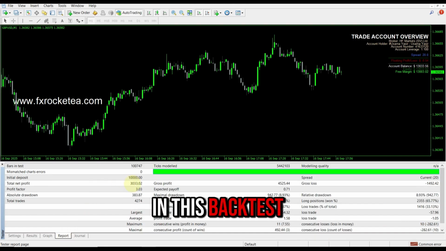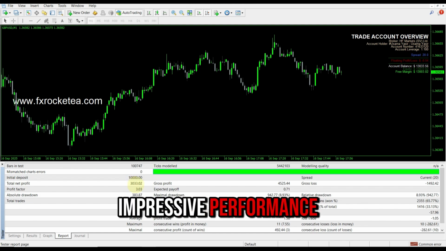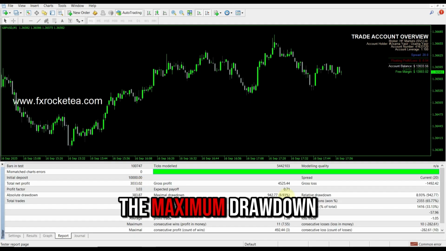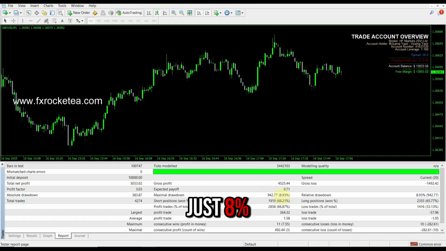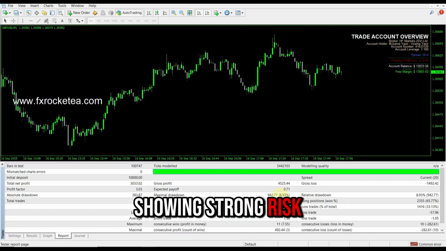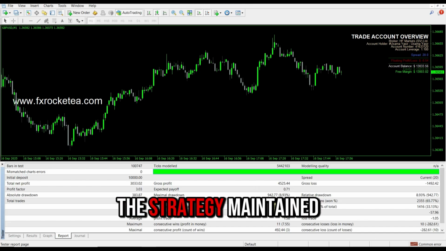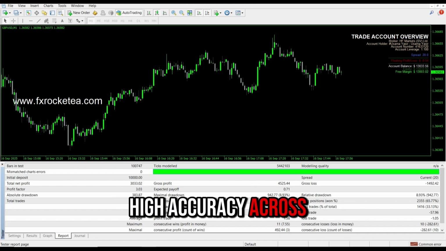In this backtest, the EA delivered impressive performance with a total net profit of $3,033. The maximum drawdown stayed controlled at just 8%, showing strong risk management and stable performance. With a solid 66% win rate, the strategy maintained high accuracy across trades.